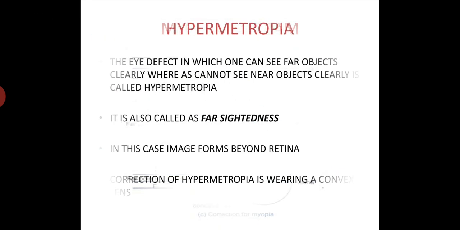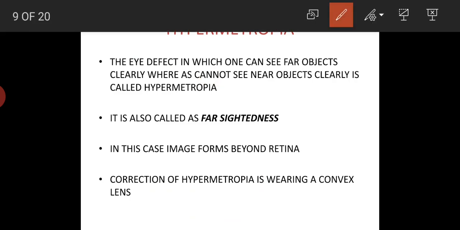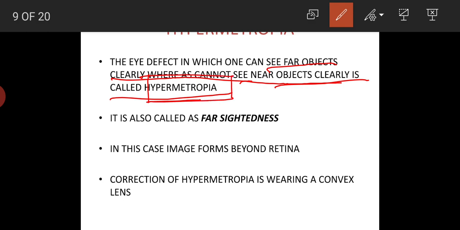Now let us see hypermetropia. The eye defect in which one can see far objects clearly, whereas one cannot see near objects clearly, is called hypermetropia. It means if a person is suffering from hypermetropia, he can see far objects very clearly, whereas he cannot see the near objects clearly. Since the name is very long, it is also called long sightedness or far sightedness.